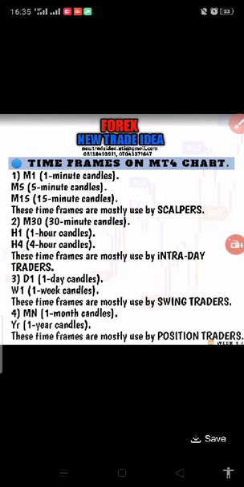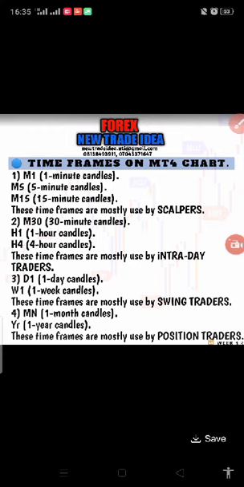Then the next time frames we have are M30, H1, H4, where H1 stands for 1 hour candles and H4 for 4 hour candles. These time frames are mostly used by intraday traders. Then we also have D1, which stands for 1 day candles, and W1, which stands for 1 week candles. These time frames are mostly used by swing traders.